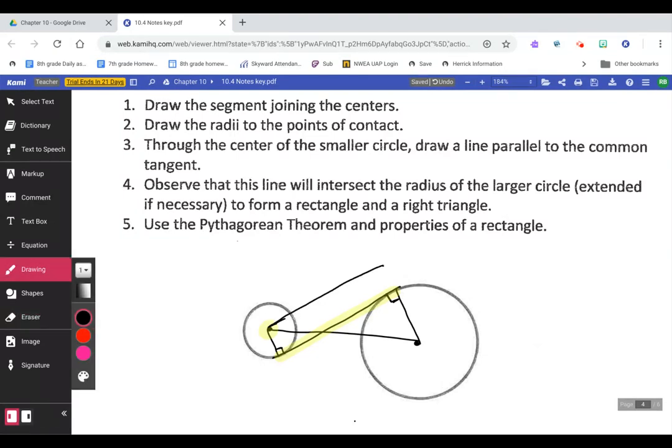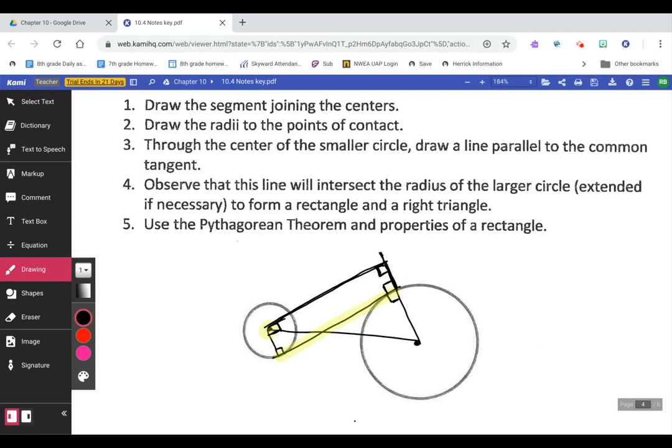be about that. And it says, observe that this line will intersect the radius of the larger circle. You may need to extend it if necessary to form a rectangle and a right triangle. So if I extend the radius of the larger circle, that line that's parallel would intersect it. And since everything is parallel, we have all these right angles going on.